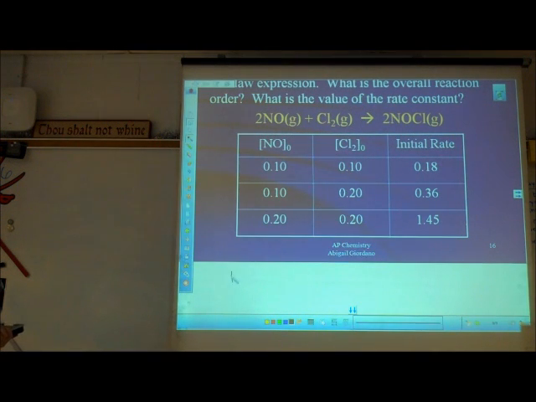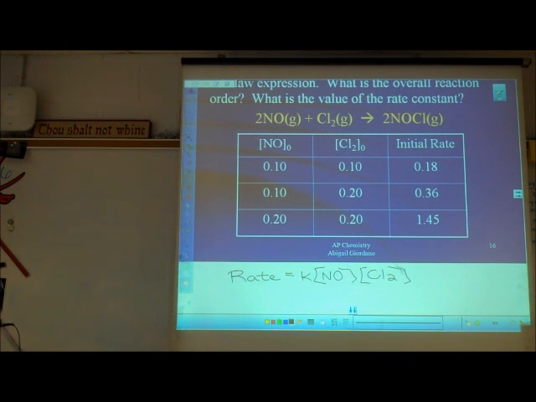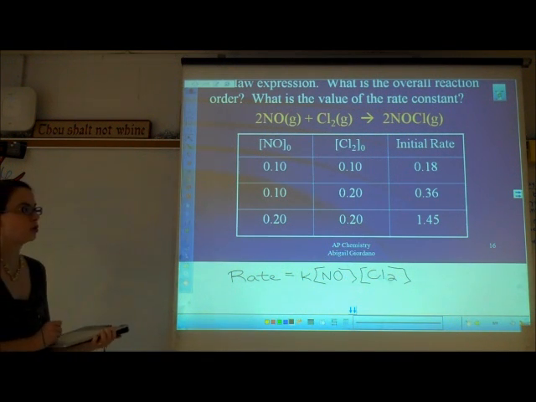First thing you write: rate equals lowercase k. What do brackets mean? Molarity of your first reactant times molarity of the second reactant. If there was a third reactant, you would multiply times the third one. And the only thing that you really have to figure out is what are the exponents for each reactant.